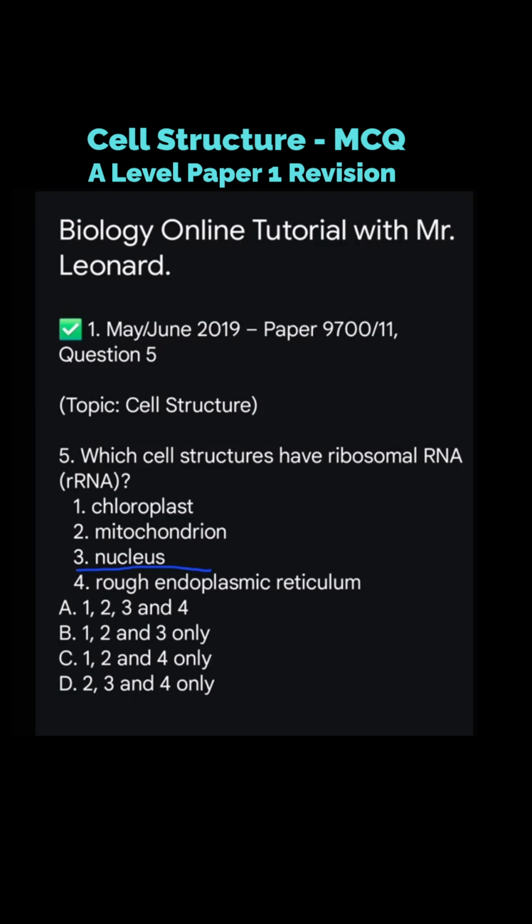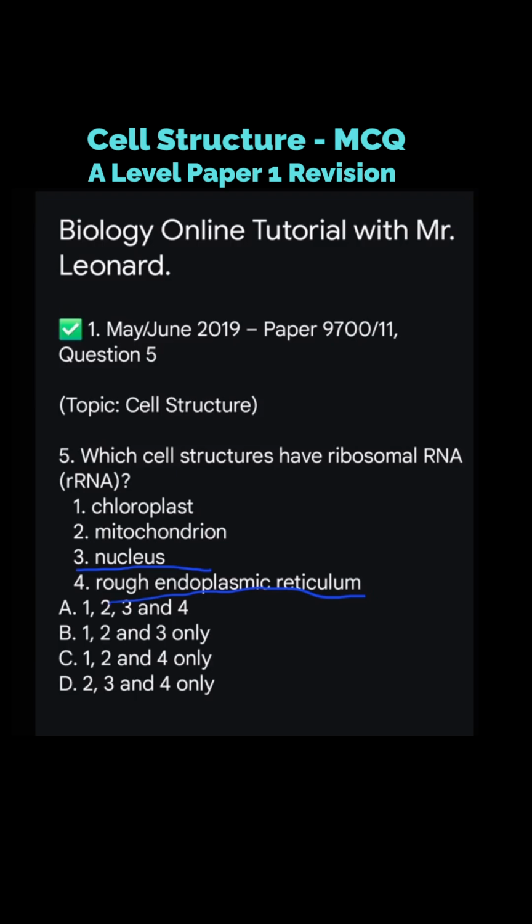So anytime you find an endoplasmic reticulum with ribosomes attached to it, it's called the rough endoplasmic reticulum. So looking at the options we've been given, therefore, number 4 will also be a correct answer. Then that leaves us with 2 options, that's chloroplast and the mitochondria.